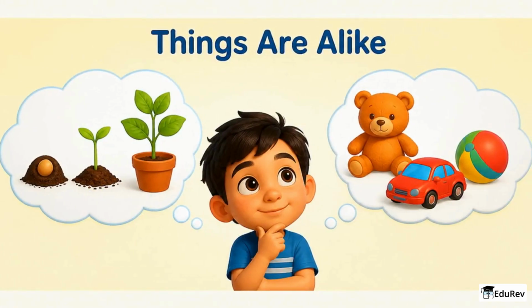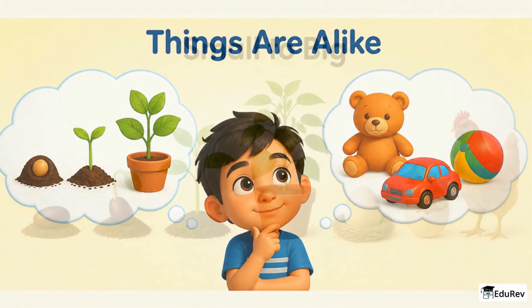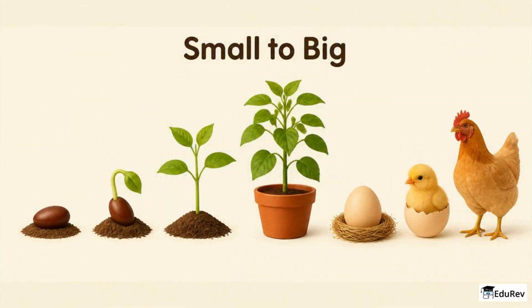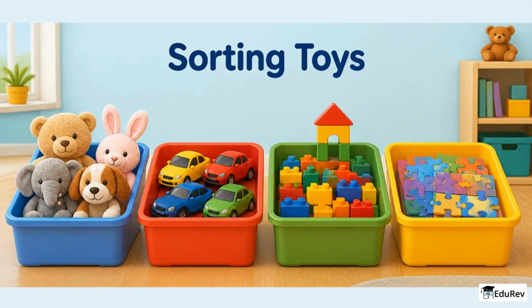An analogy shows how two things are alike. It helps us use something we know to understand something new and tricky better. For example, seed is to plant as egg is to bird. These pairs show how small things grow into bigger living things. Classification means putting things into groups because they are alike, like sorting toys into stuffed animals, cars, blocks, and puzzles for play.